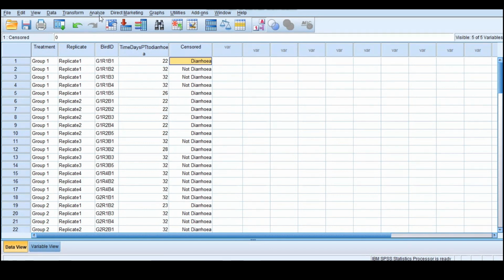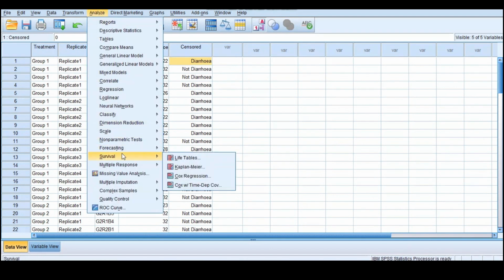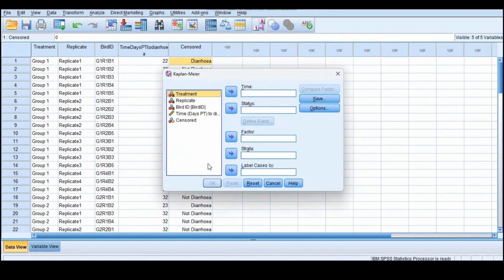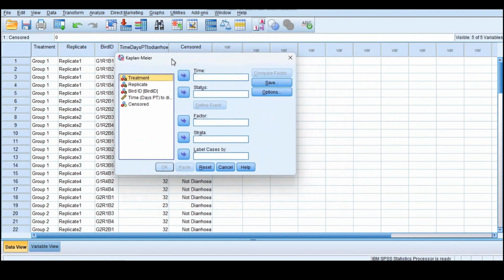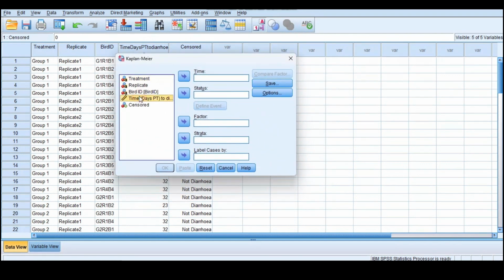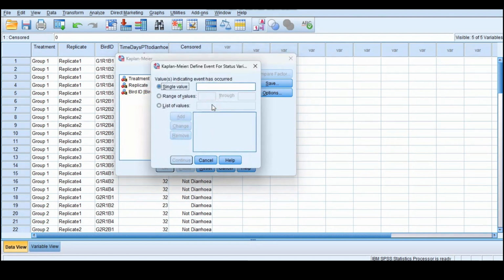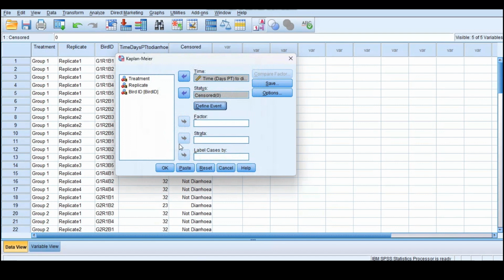What you need to do is go to Analyze, Survival, and then we're going to use the Kaplan-Meier. Once you come here, put time, remember our time that we're measuring, and then the status about censorship, which is diarrhea. We want to define it, so we said 0 is when this bird experienced diarrhea. It can even be between ranges, which we'll learn later on. Then we click continue.